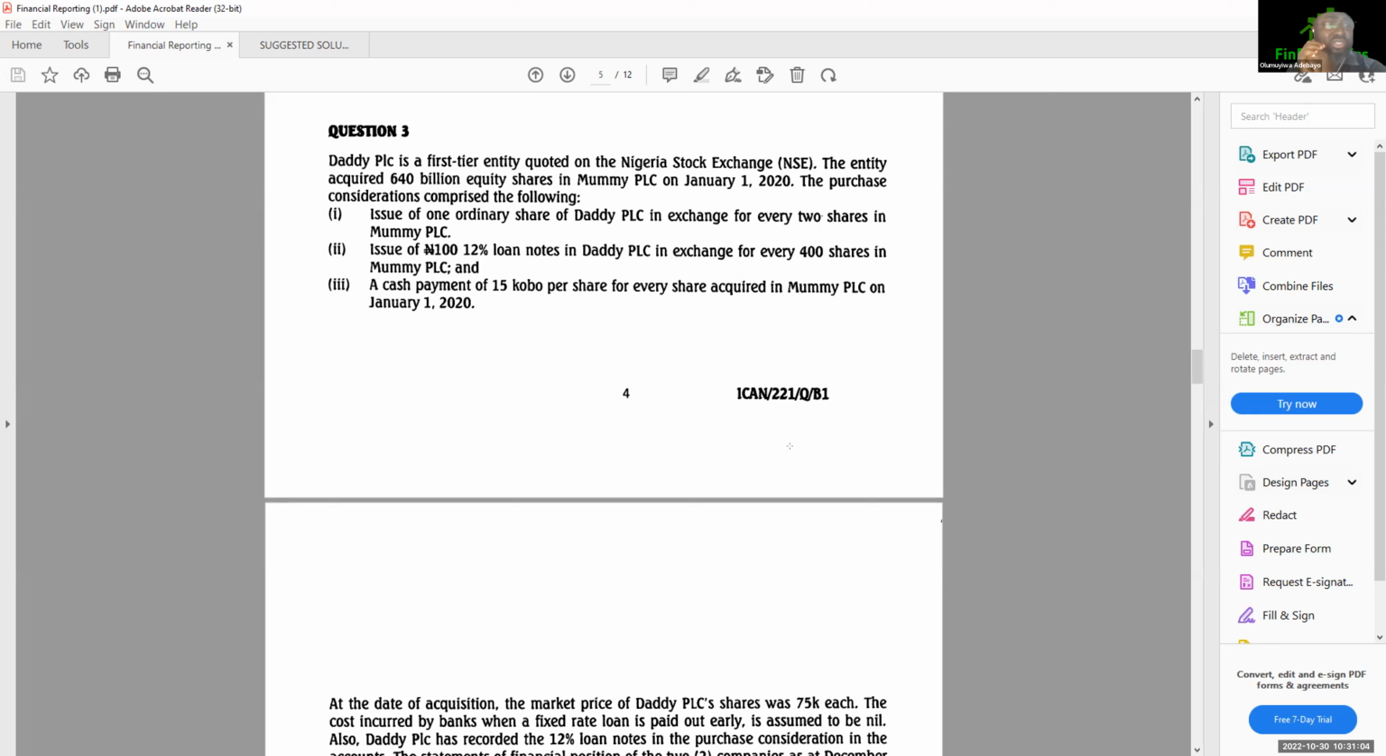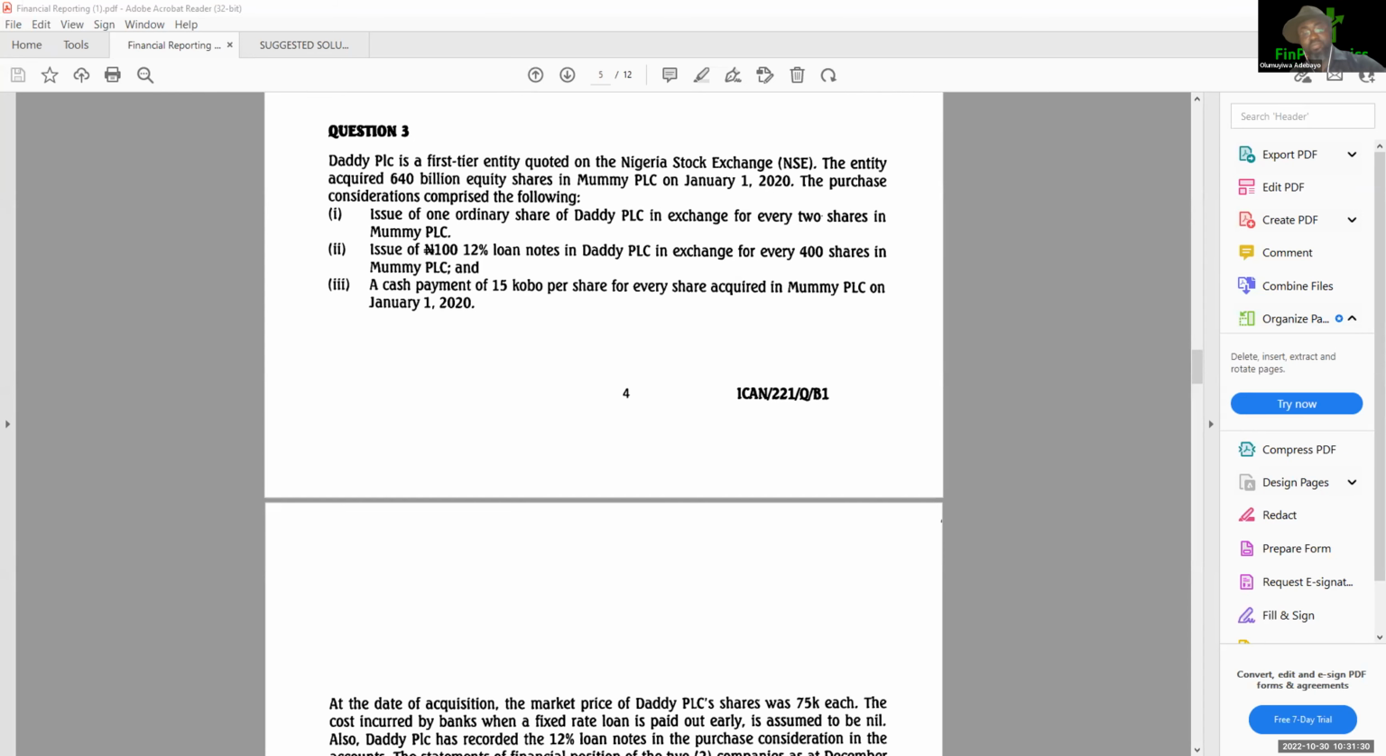Now, I want someone to volunteer to help read this question as others pay attention. If you're a volunteer, kindly raise up your hand and let me give you access to unmute. Okay, Abosede, you have access to unmute now. Okay, good morning, sir. Good morning.